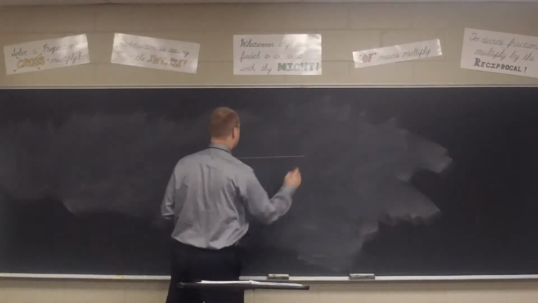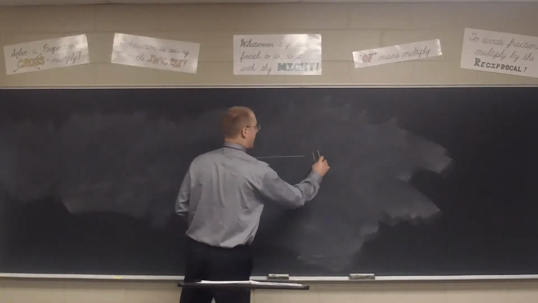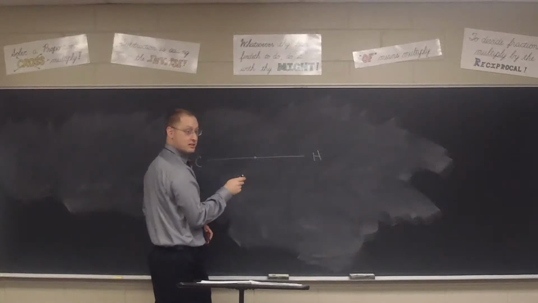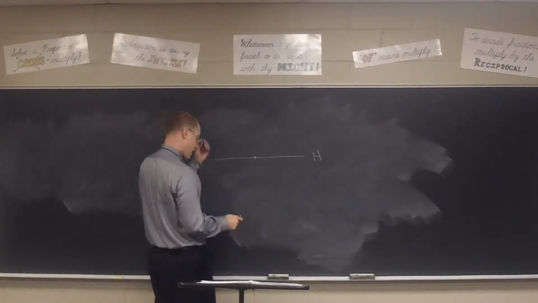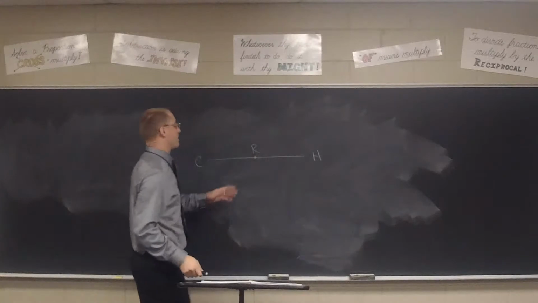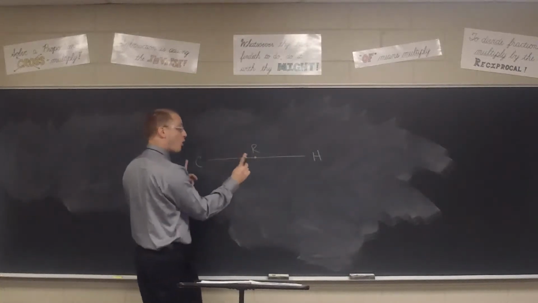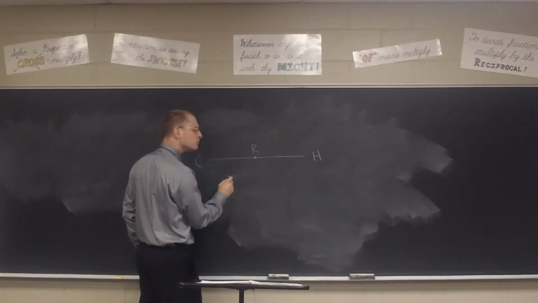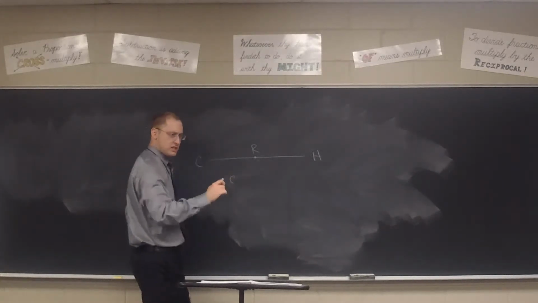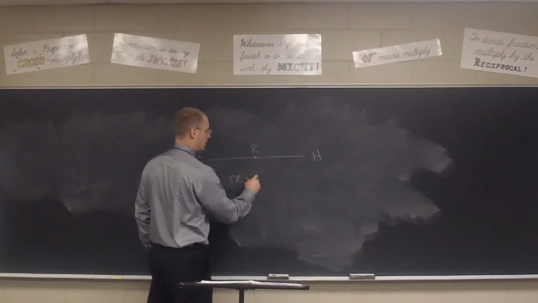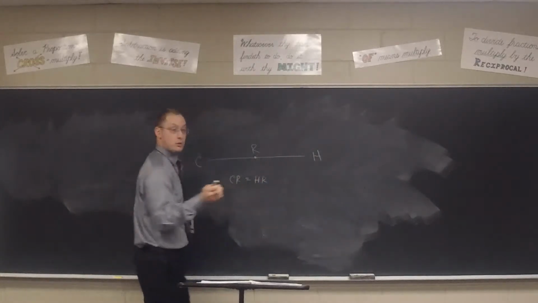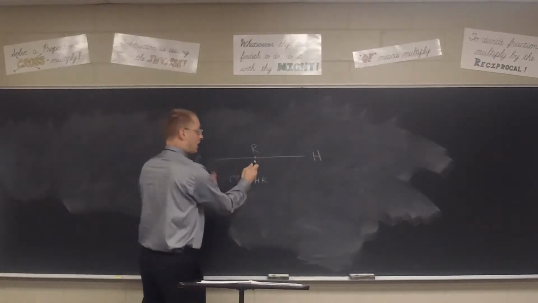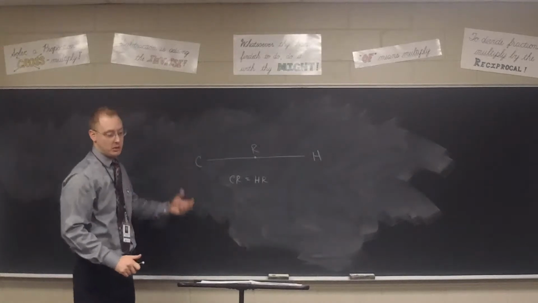So if I've got a line, and we'll just call it CH, and we're to have a midpoint, maybe pick a letter for me, Chris. R. If R is the midpoint, then I know that CR is equal to HR. If I'm told in the given R is the midpoint of CH, clang, CR equals HR. Those two segments have to be equal to each other.